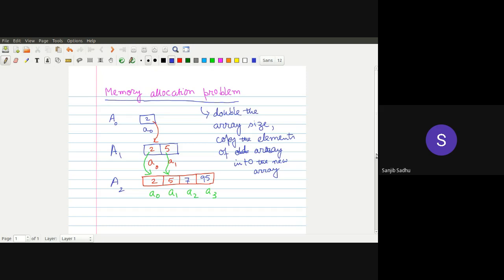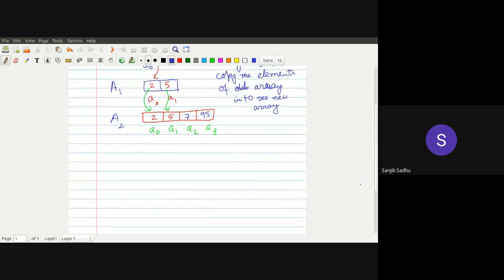So in this way we store. Once the array size is full, we can allocate new elements into the array by doubling the array size and copying the previous elements into the first half of the new array, and then store the other elements into the rest of the portion. That means again you can do like this.